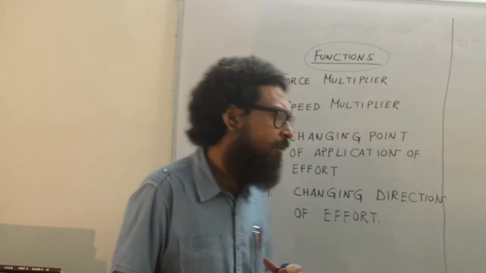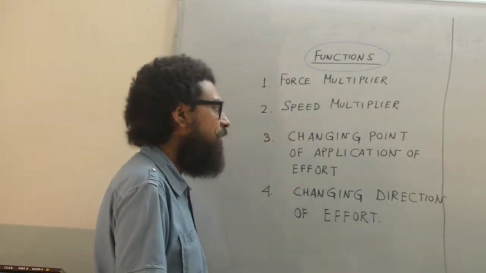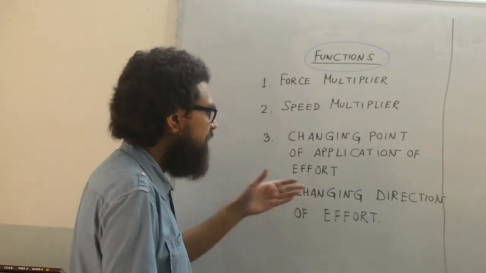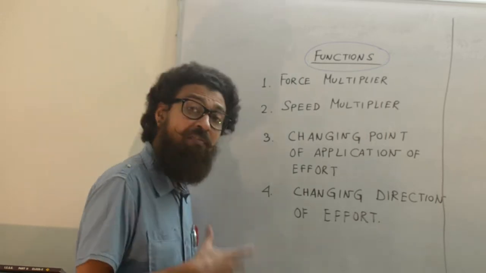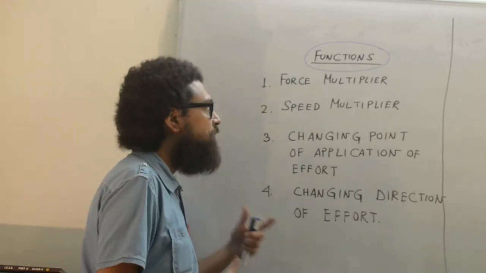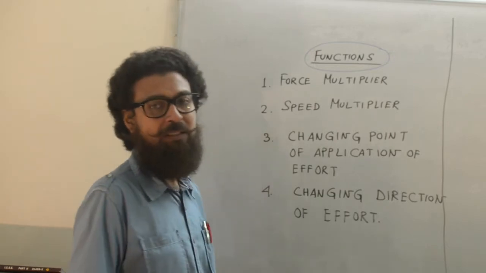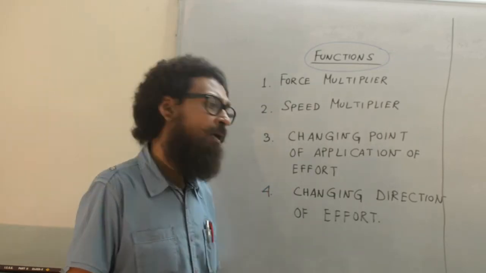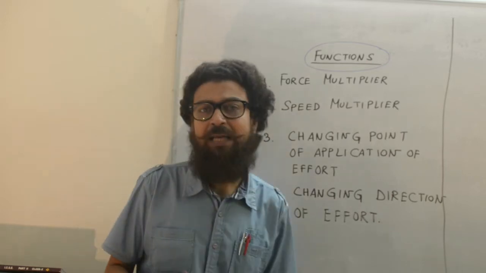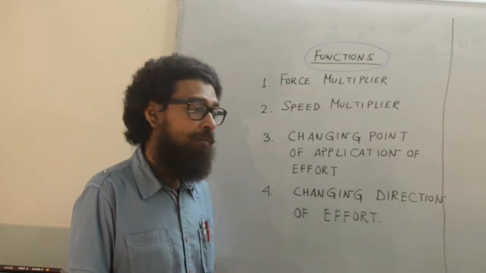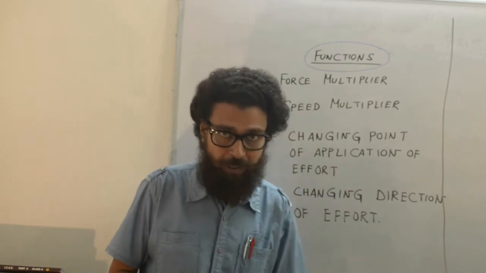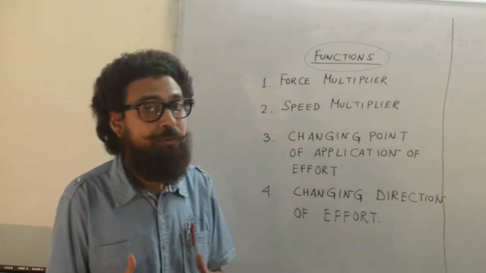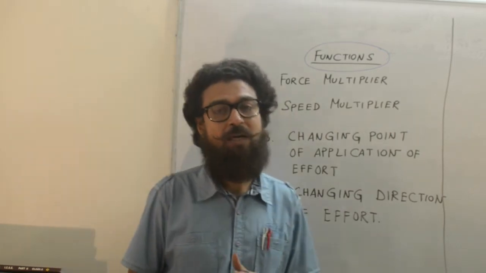So let us now summarize. As you can see on the board, I have already listed the functions. What are the functions of machines? The first thing a machine does is multiply a force. Suppose we have a 100 Newton load, or maybe 1000 Newton load, which means about 100 kg of mass.